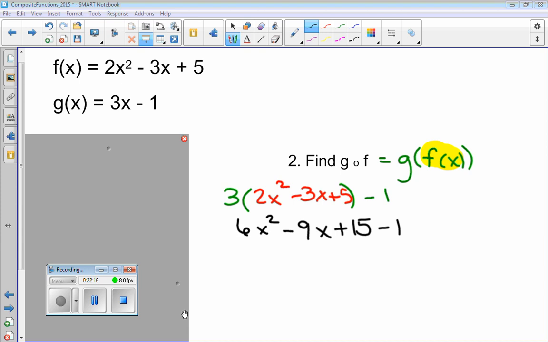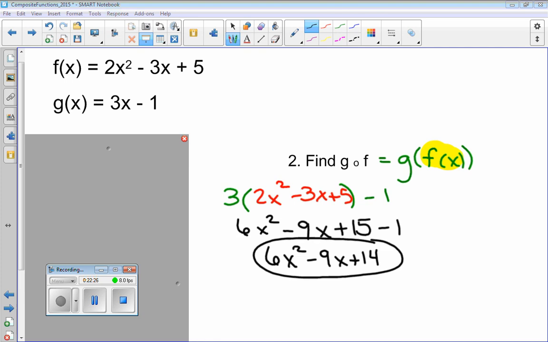I've got to combine the 15 and the negative 1, don't I? Combine the like terms? 14. Good. So 6x squared minus 9x plus 14. That is my g of f of x. Okay, that's what I did.